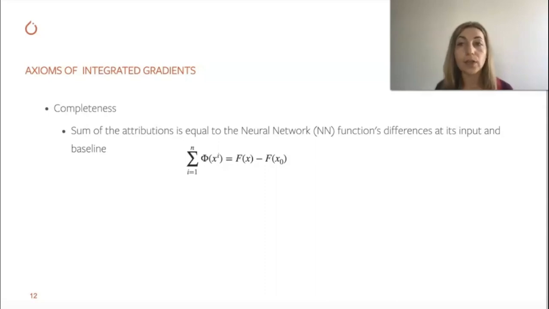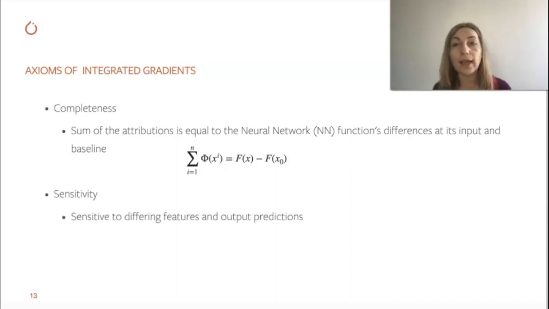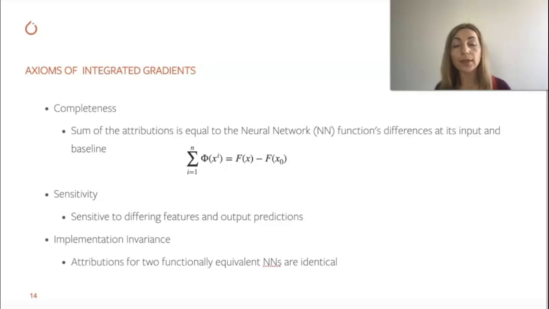This axiom is closely related to the fundamental theorem of calculus for path integrals. The second axiom is the axiom of sensitivity, which states that if the input and the baseline differ at one feature and result in different prediction scores, then for that differing feature we will get non-zero attribution. The third axiom is implementation invariance, which states that the attributions for two functionally equivalent neural networks are identical.